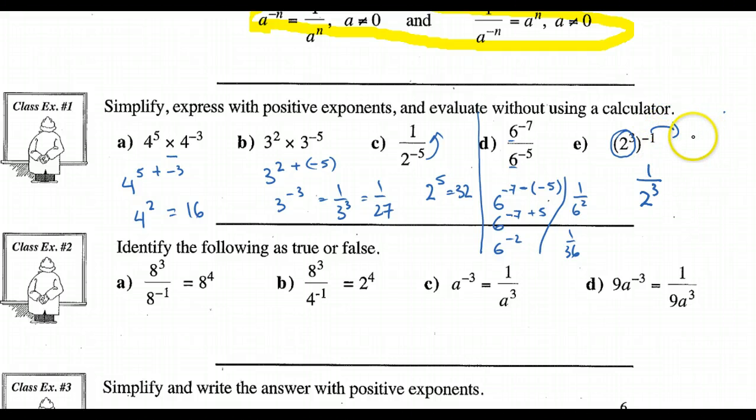Let me just redo this one fully. We're going to multiply our exponents. It's going to be 3 times negative 1, which is 2 to the negative 3, and that's how I got to there. And then 2 to the power of 3 is 1 over 8. Keep rolling here. Identify the following as true or false.